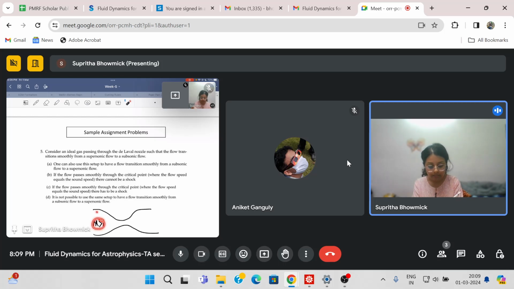this convergent section will tell you that your flow velocity increases. It starts transitioning from subsonic to supersonic, and once again it places a divergent channel over here. Then it's properly supersonic over here. So it is indeed true that you can use the same setup to have a flow smoothly transition from subsonic to supersonic. So option D is automatically disqualified because it says that it is not possible to have this transition. So this is false, this is correct.